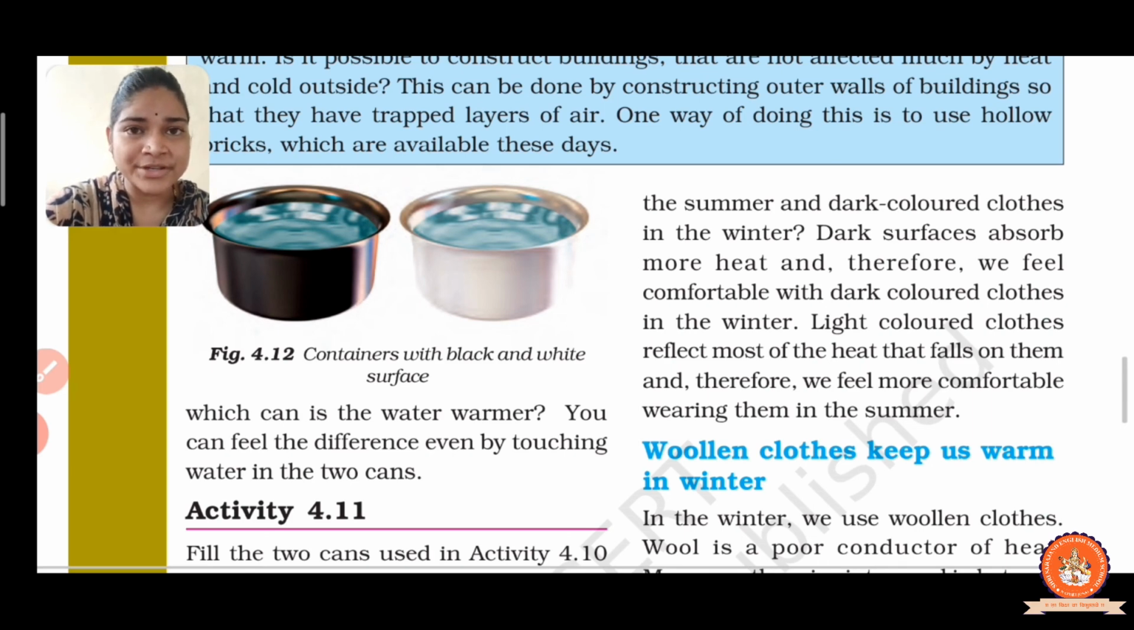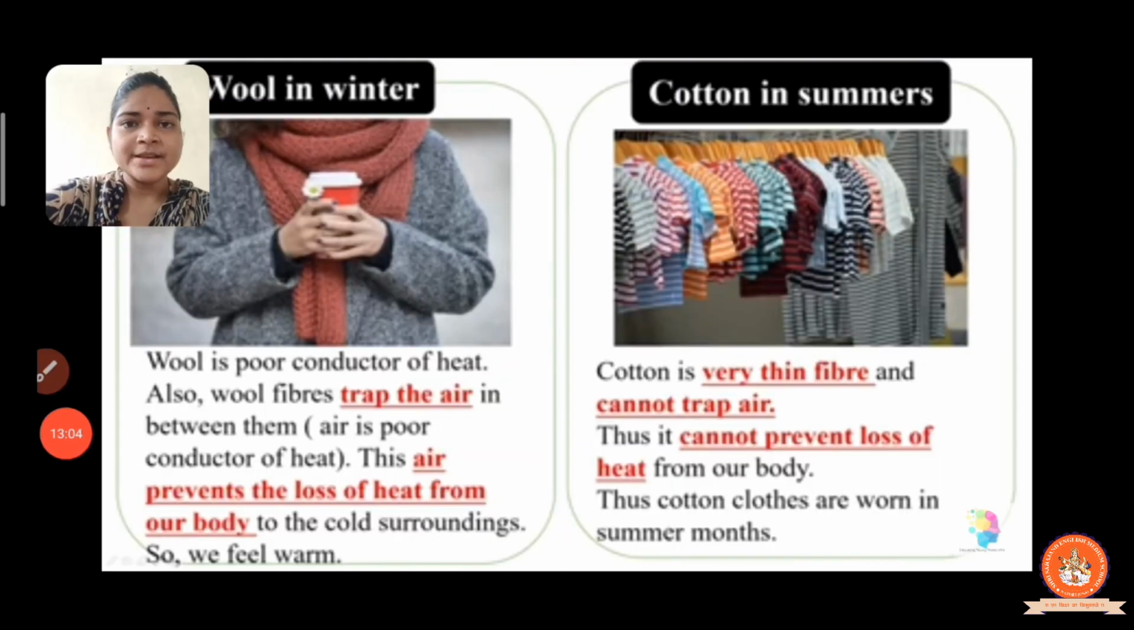Now one more question arises: why do we wear woolen clothes in winter and cotton clothes in summer? Let us discuss. Wool is a poor conductor of heat, and wool fibers trap air in between them, and air is also a poor conductor of heat. So this air prevents the loss of heat from our body to the cold surroundings, so we feel warm. That's why we wear woolen clothes in winter.